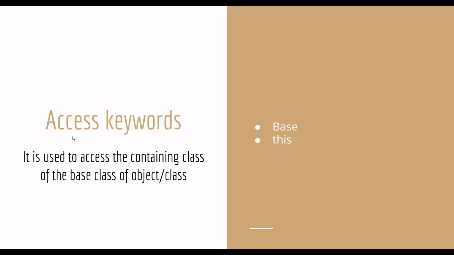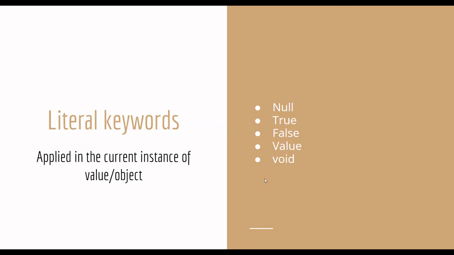The next one would be the access keywords. The access keywords basically have only two types, and they give access to the containing class or the base class of the object. So it depends on which keyword you're using. For example, if you're using the this operator inside the current class, it's going to refer to this object, meaning this class, and you can use base for the base class. We're going to see that also in the upcoming videos, how you can use them.